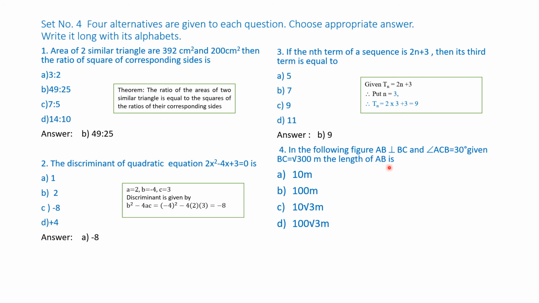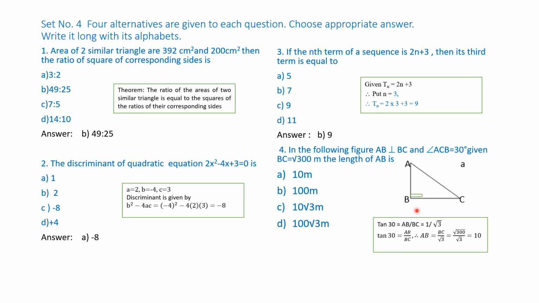So let us draw the figure. Figure also he has given. This is the figure. Figure is ABC. So AB perpendicular to BC means this is 90 degrees, and the opposite angle ACB is 30 degrees. It is given, and BC also he has given, this distance is root 300 meters. Now we have to find out what is AB. Angle B is 90 degrees.